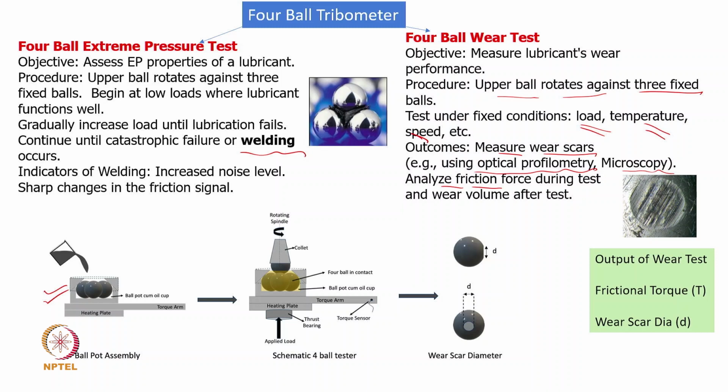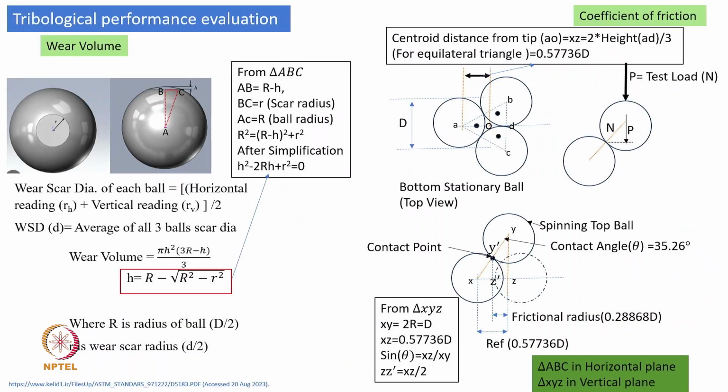In this situation, the outputs of the wear test are the frictional torque and the wear scar. If I know the frictional torque, I can derive the coefficient of friction from this relation. How do we derive the relation? I have given an example over here. We assume the wear scar has a radius, and I'm assuming it is a circular radius r, and the top layer has been removed from the surface. This top layer has been removed from a surface to a depth h. So how do we measure this h?